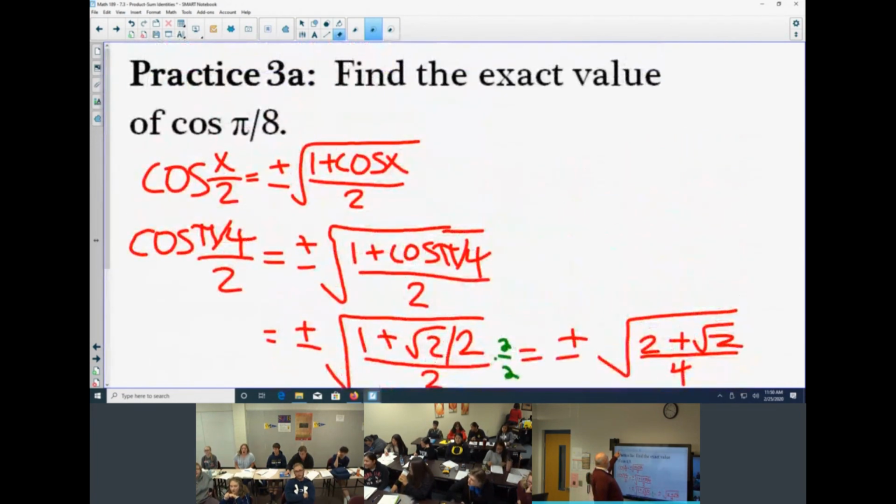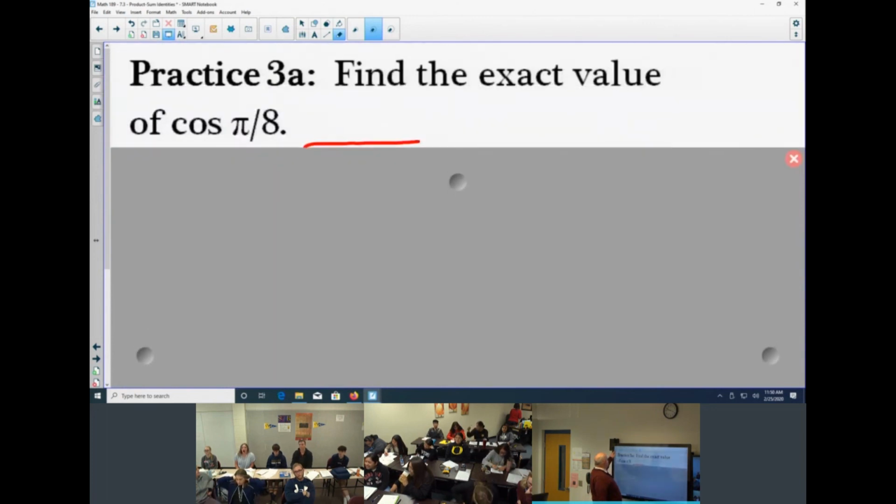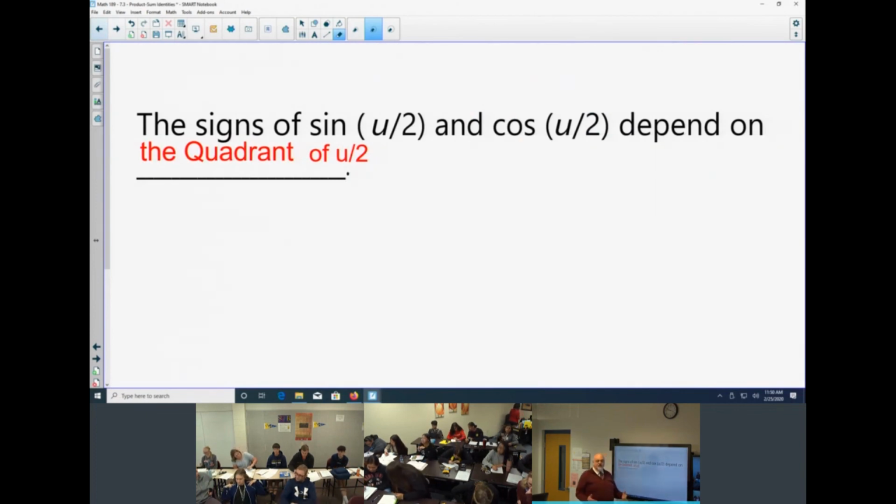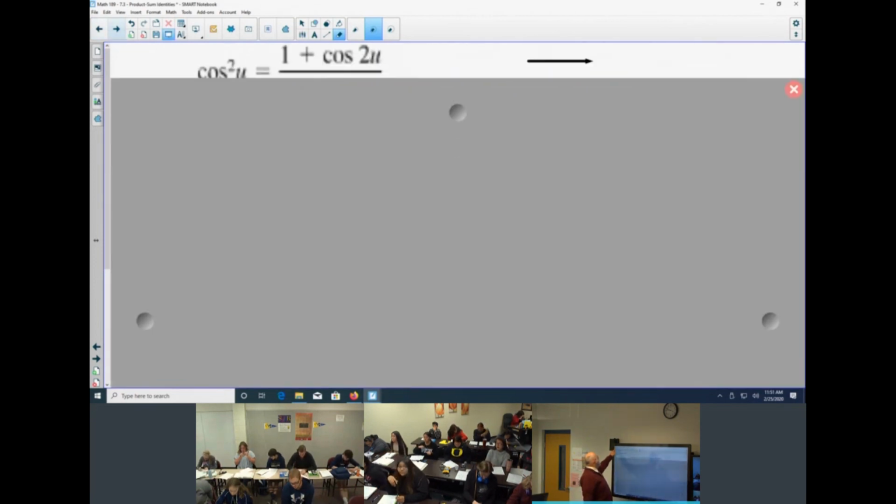All right, so when we do this last one here in degrees, you can determine if you want to just convert from radians to degrees and do them in degrees. But the sine of u over 2 and cosine of u over 2 depend on the quadrant of u over 2. So it's the quadrant of the original angle. Okay? So sometimes it's safer to actually figure that out before you even do the problem. Okay? So let's just jump to the practice here.